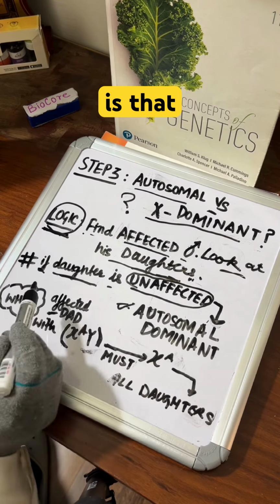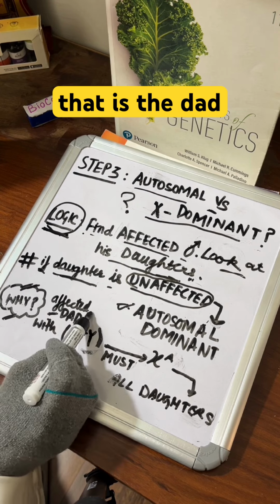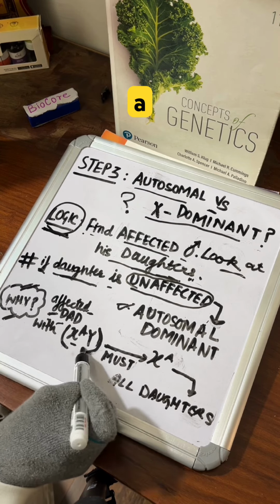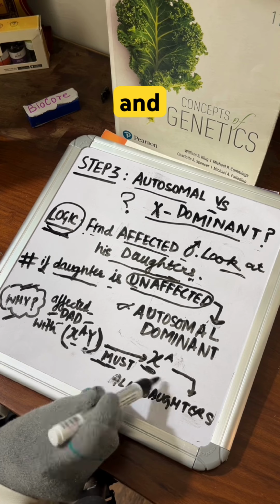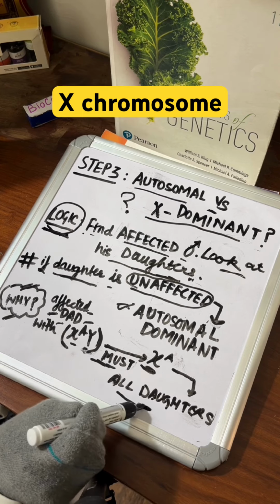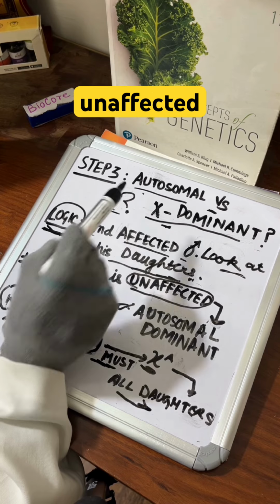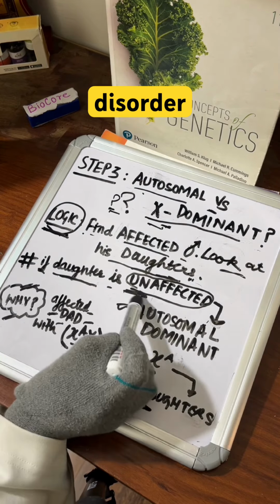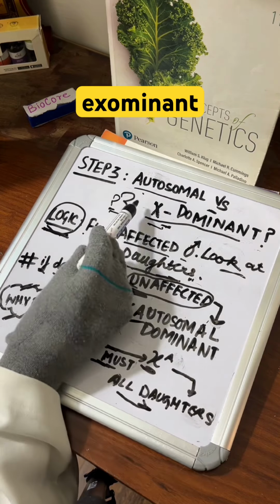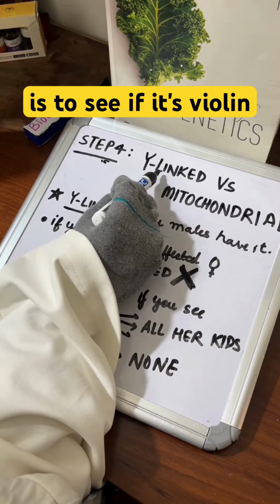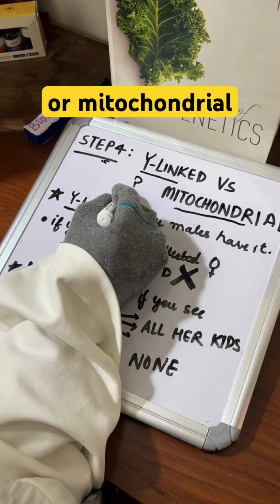Why is that? Because the affected male, that is the dad, would have XA and Y chromosome, and he must pass his affected X chromosome to all of his daughters. And if it's not doing so, that is, if the daughter is unaffected, then it's autosomal disorder and not X dominant.